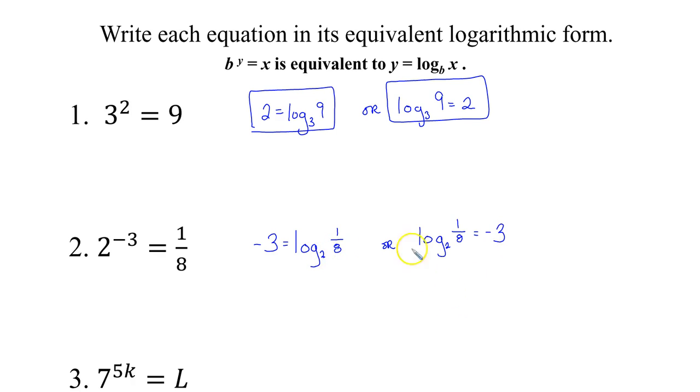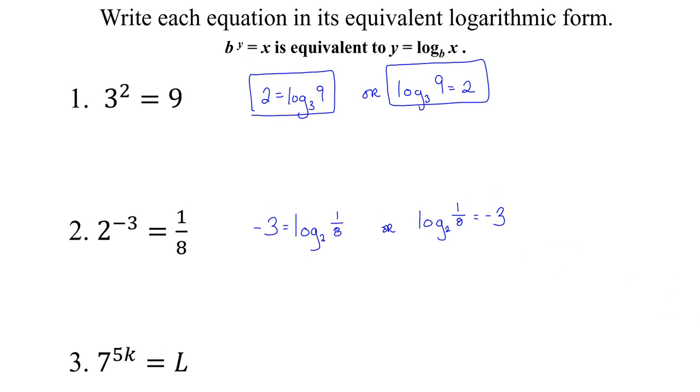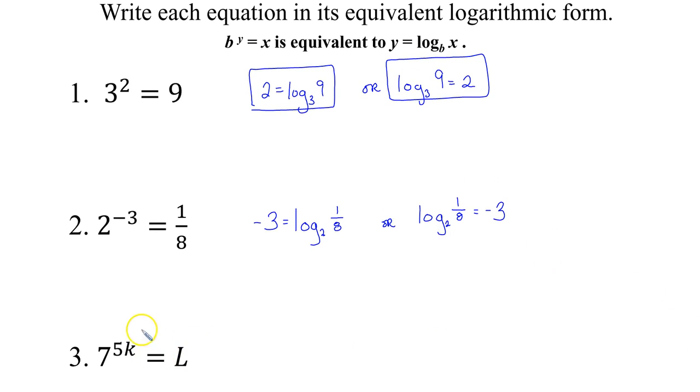Notice that this base is slightly below the logarithm. It's a subscript. So be careful. Alright, this last one here, we're going to do exactly the same thing. We have an expression now for y. So 5 times k is equal to log base 7 of L. And we could again write this as log base 7 of L is equal to the value of 5 times k. Right?